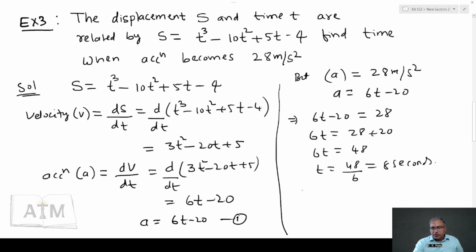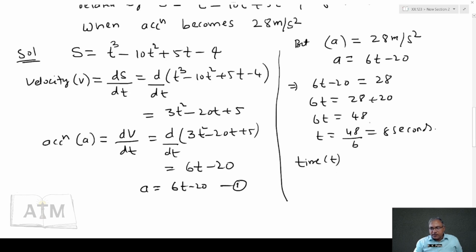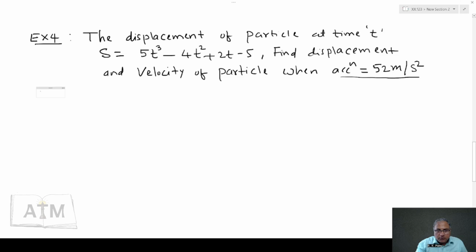So time t equals 8 seconds. t equals 8 seconds when acceleration becomes 28 meter per second square. Therefore time t equals 8 seconds is the required solution.